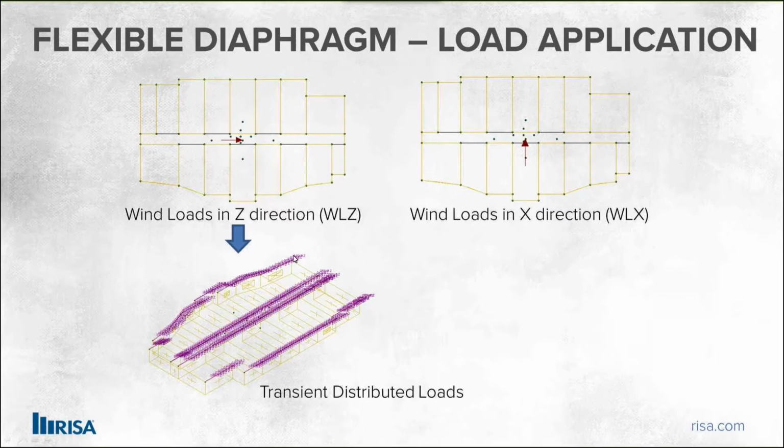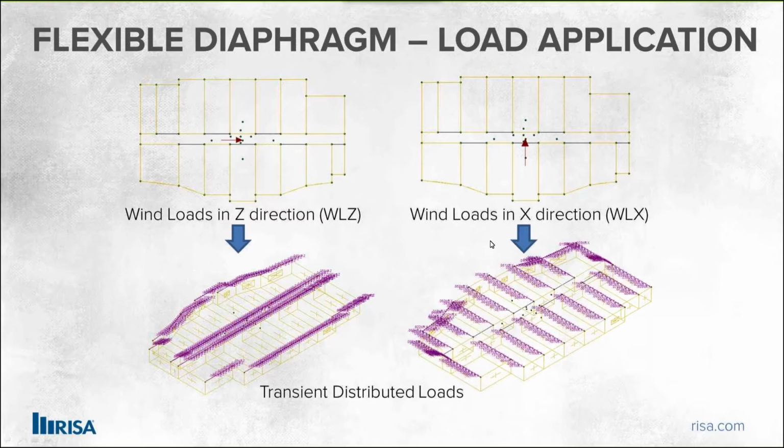So it's really easy for you to verify what loads got transferred into the model. Same thing happens in the X direction. So if we put a load in that one direction, in the X direction, we see it gets attributed to the walls in that direction that would be resisting that load.